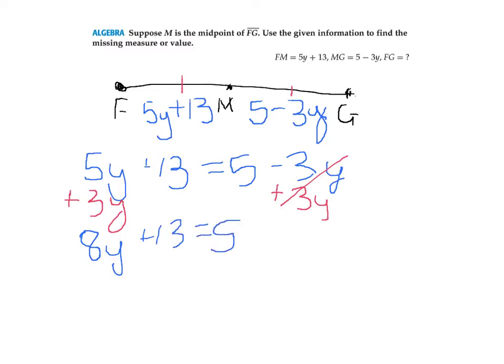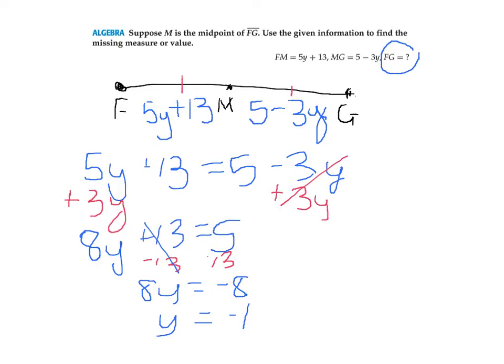And then I'm going to subtract 13 from both sides. That's going to give me a negative number on the right, but that cancels out. 8y equals negative 8. And that should be self-explanatory what y is here. 8 times negative 1 would give me negative 8, so y equals negative 1. Okay, but I'm not done. The question asked me to find FG. That means I need to find the length from F to G.